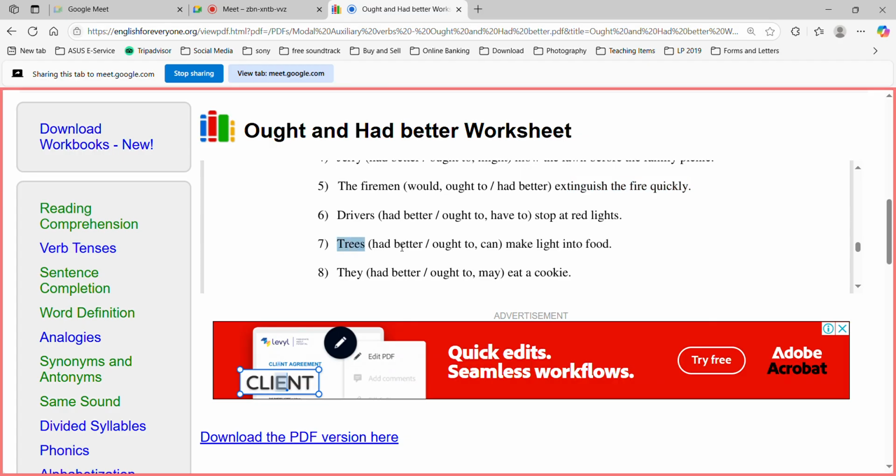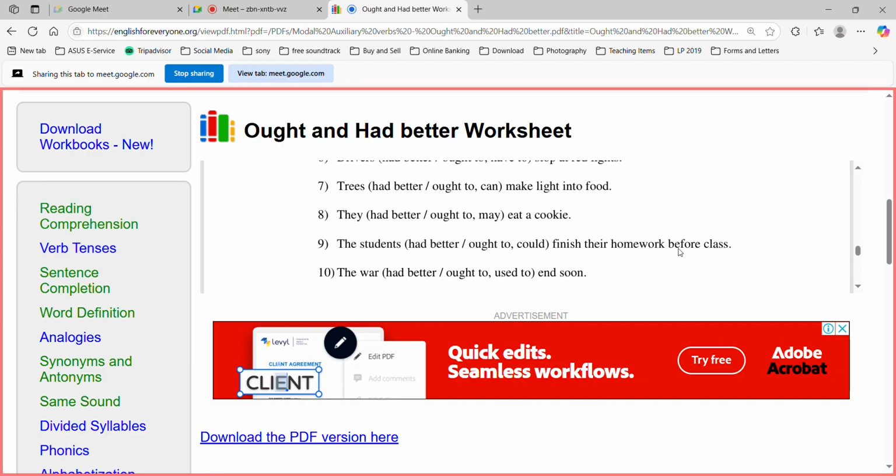Okay, number 7, the last one. Trees had better, ought to, can make light into food. For number 7, I'm also confused. Okay, what is the answer, Alicia? Can. Yes, can. Trees can make light into food. But this is the exception, okay? I don't know why. I'm also confused with number 7. But yes, the answer is can. Had better and ought to are not suitable for number 7. Alright, number 8. Try until 10.